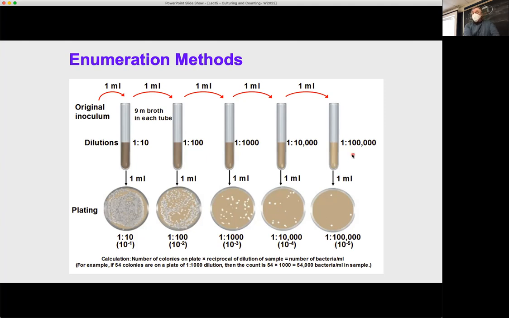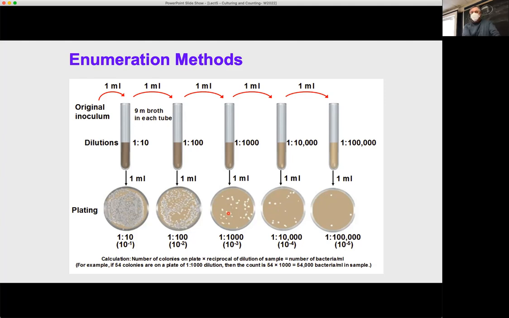That's the dilution rate. So you can see here, the first plate, it's really crowded. You can't count those. It's too concentrated. Second plate, well, it's still too crowded. You can't count those. Third plate, aha, there's enough individuals that are isolated, you can count those.